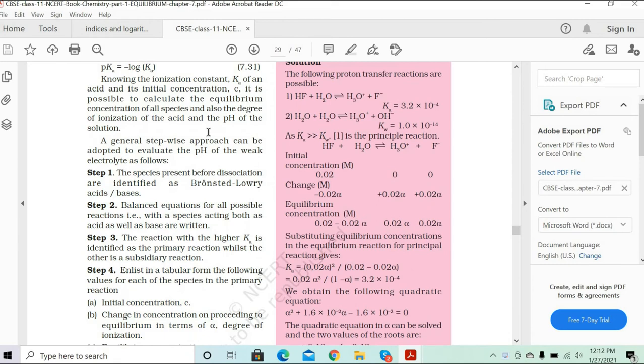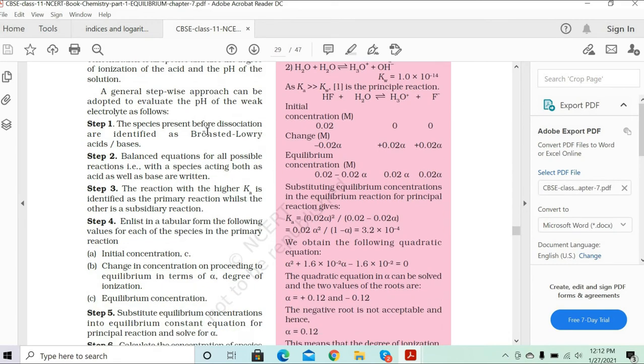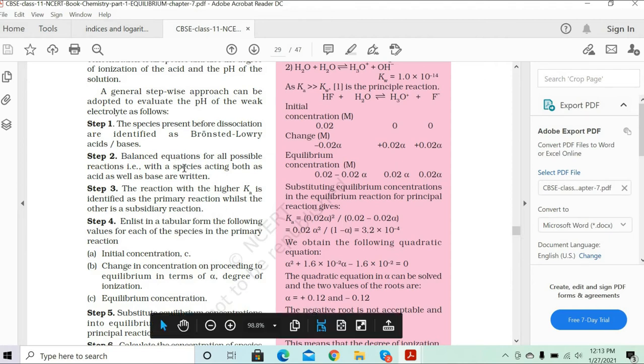So what is the stepwise approach we need to follow? Okay, the stepwise approach can be adopted to evaluate the pH of a weak electrolyte as follows. First, the species present before dissociation are identified as the Bronsted-Lowry acids and bases. So first thing we need to understand is that anything which we consider the acid or the base before the dissociation is considered as a Bronsted-Lowry acid or base.